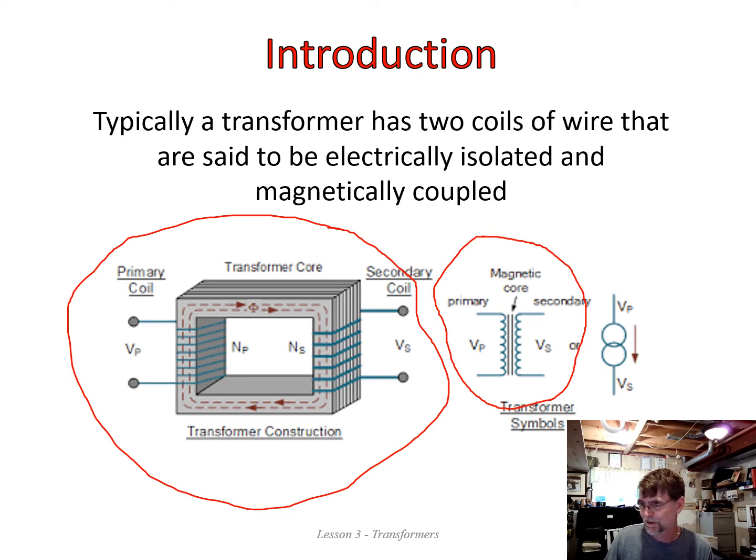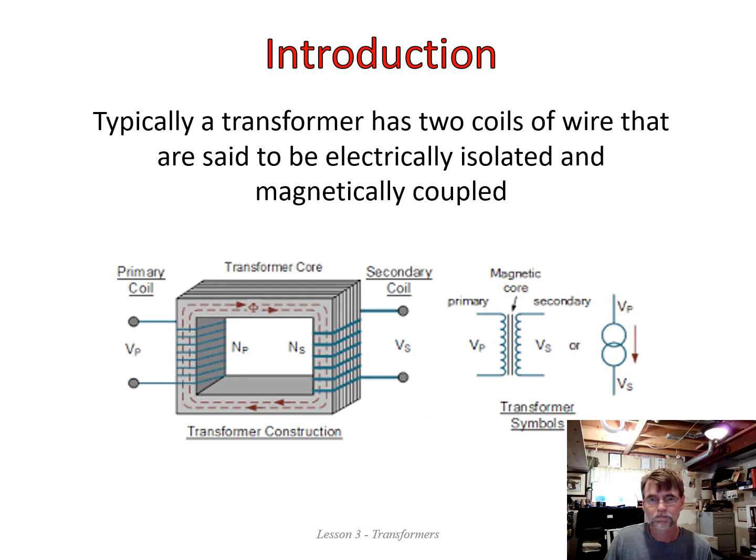They don't have to look like this, but typically that's what we think of. So what are we looking at here? We are looking at 2 separate coils of wire that are interacting with one another, but they're said to be electrically isolated. They are absolutely 2 separate electrical circuits. They're not connected in any way, but they are said to be magnetically coupled because it's the magnetic field that's causing these 2 coils to interact.